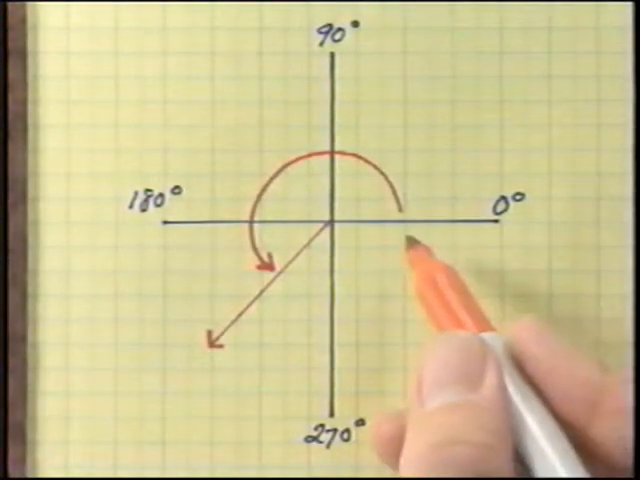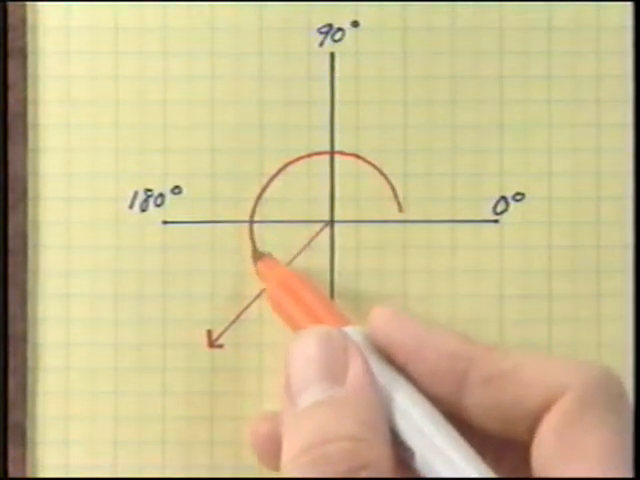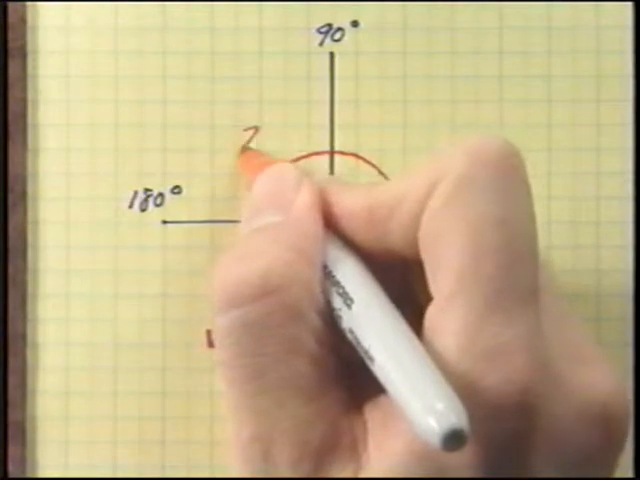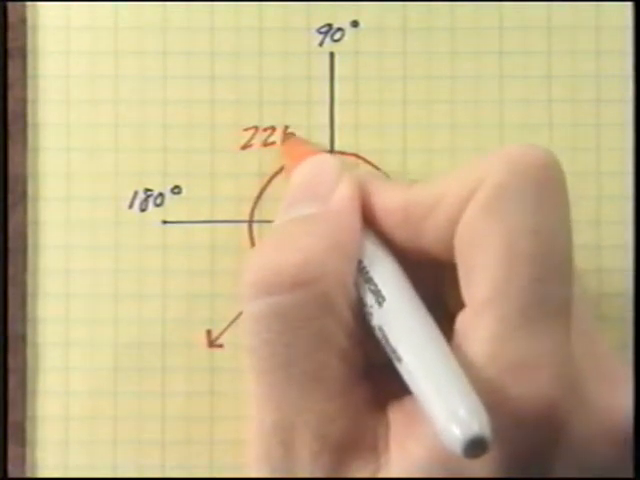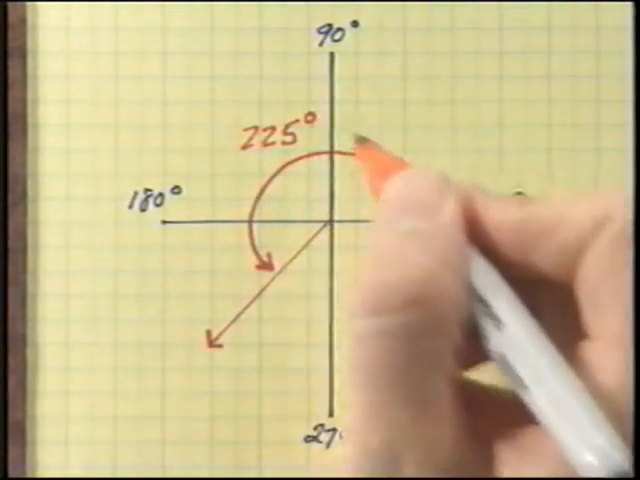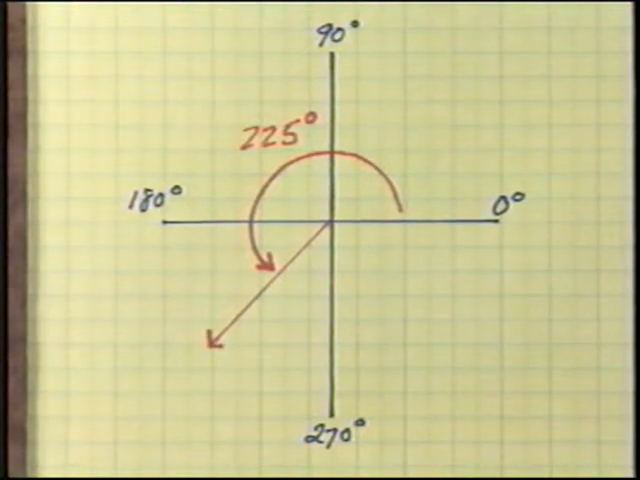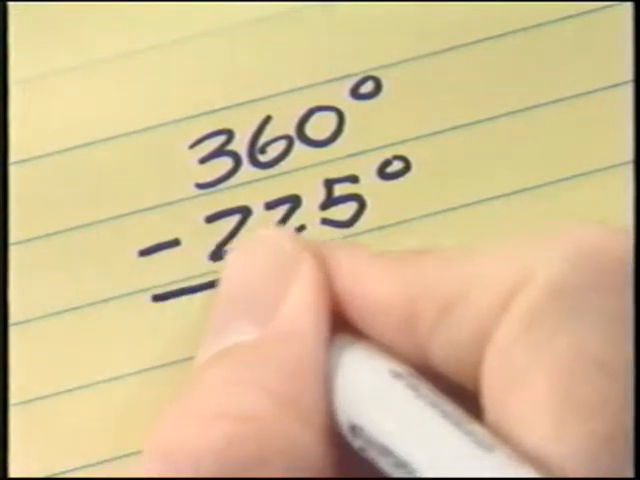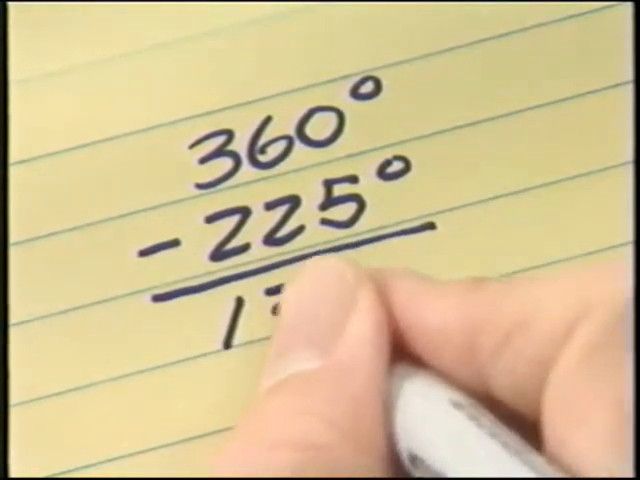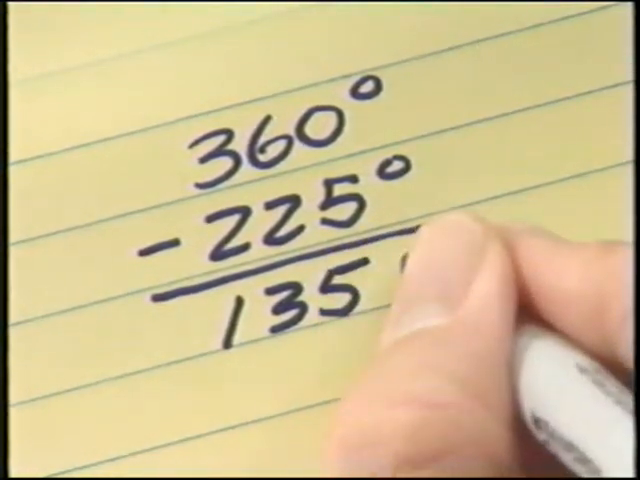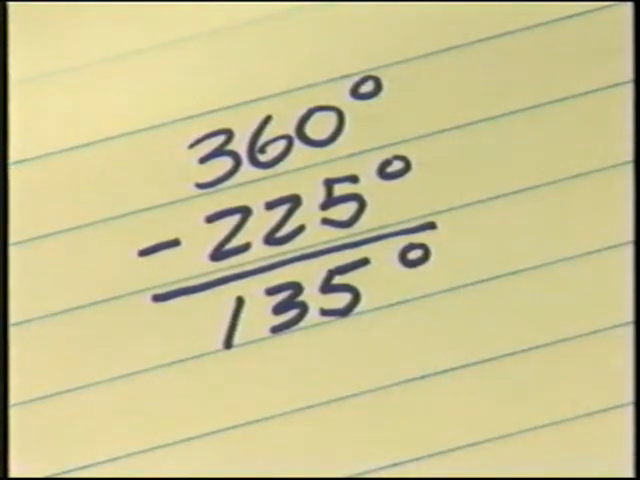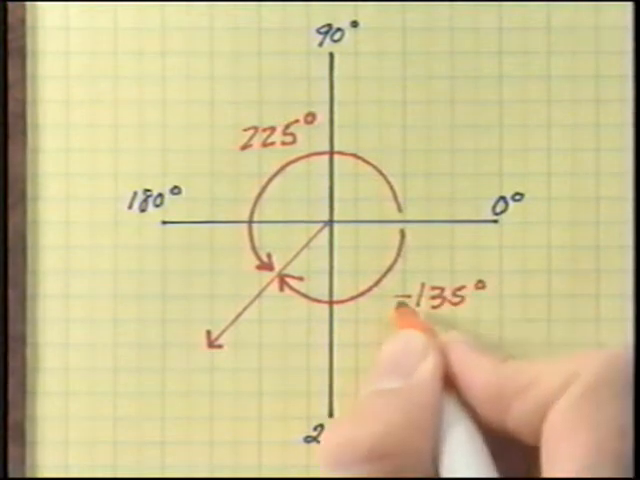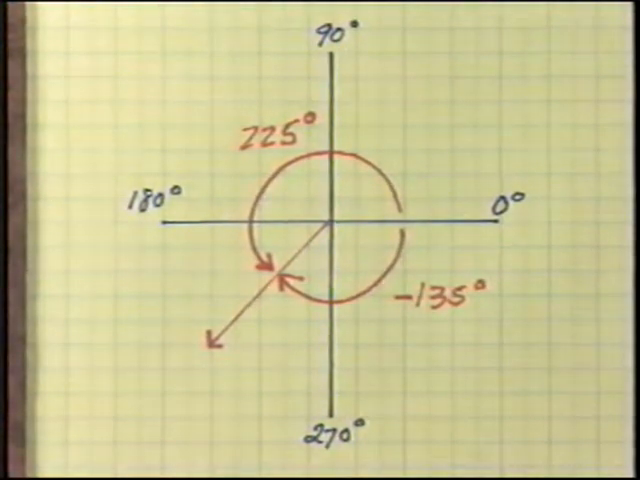If you know one of the phase angles, either the positive or the negative, you can determine the other phase angle by subtracting the known angle from 360 degrees. For example, if the positive phase angle is 225 degrees, then the negative phase angle is calculated by subtracting 225 degrees from 360 degrees. This yields 135 degrees. Since this is a negative phase angle, the answer will be minus 135 degrees.